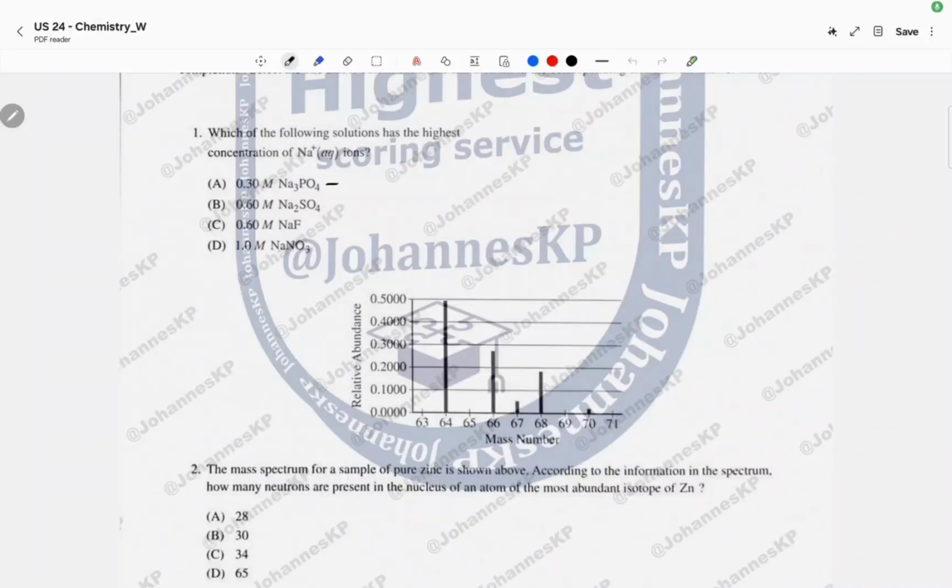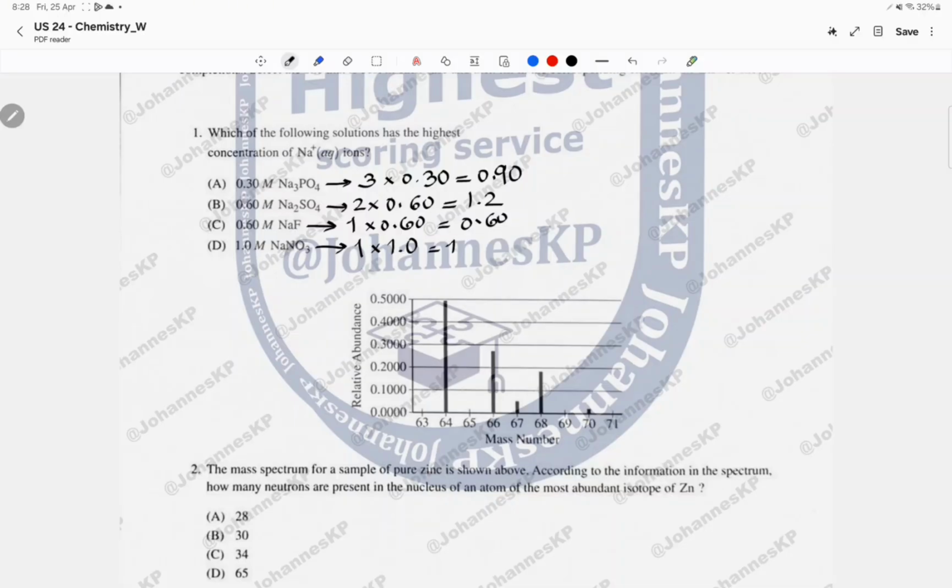Okay, so here we have to multiply the 3 on the Na by 0.30 and we get 0.90. Here we multiply the 2 on the Na by 0.60, we get 1.2. Here we just do 1 Na times 0.60, which is 0.60. Here we do 1 Na times 1.0, which is 1.0. And then on the highest concentration of Na, that means we have to go with choice B.